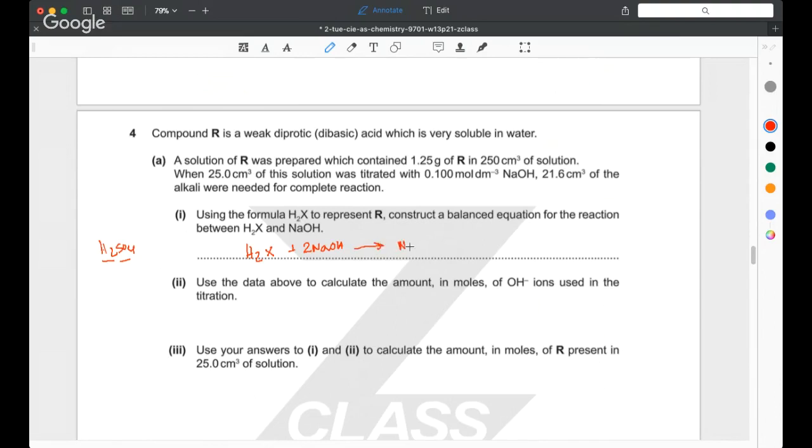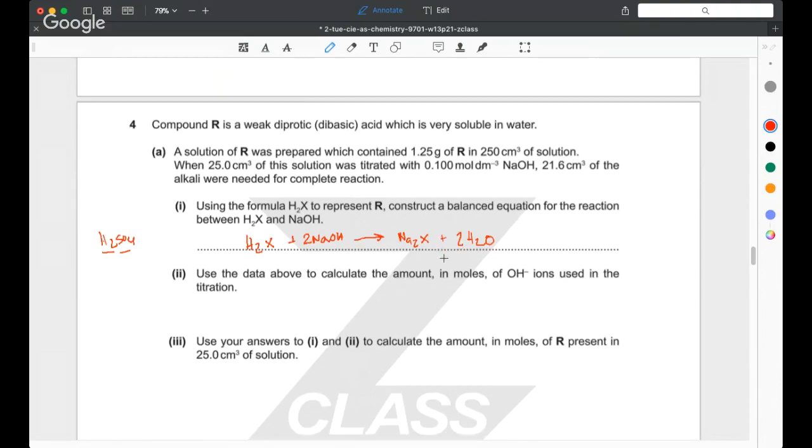So you're going to replace both of those hydrogens with the sodium ion, and you're going to make a salt plus water. And you're going to make 2 moles of water. That's all balanced. And then you've got to do a little calculation here. So it's asking you for the amount.